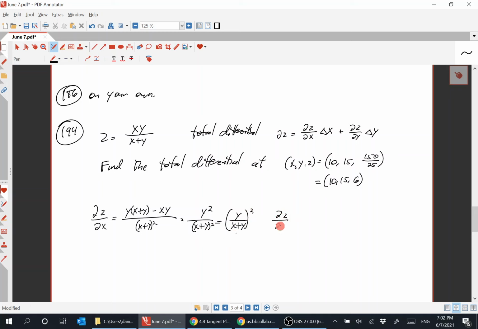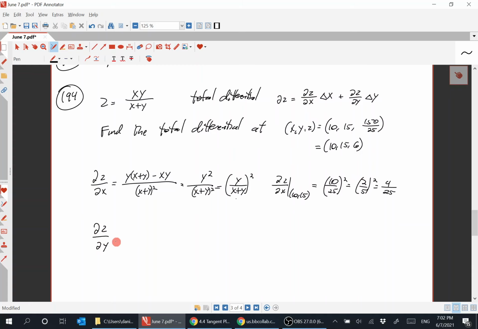So the partial z with respect to x at (10, 15) is going to be equal to 10 over 25, squared, so it's 2/5 squared, so that's 4 over 25. So that's the number that goes right there.